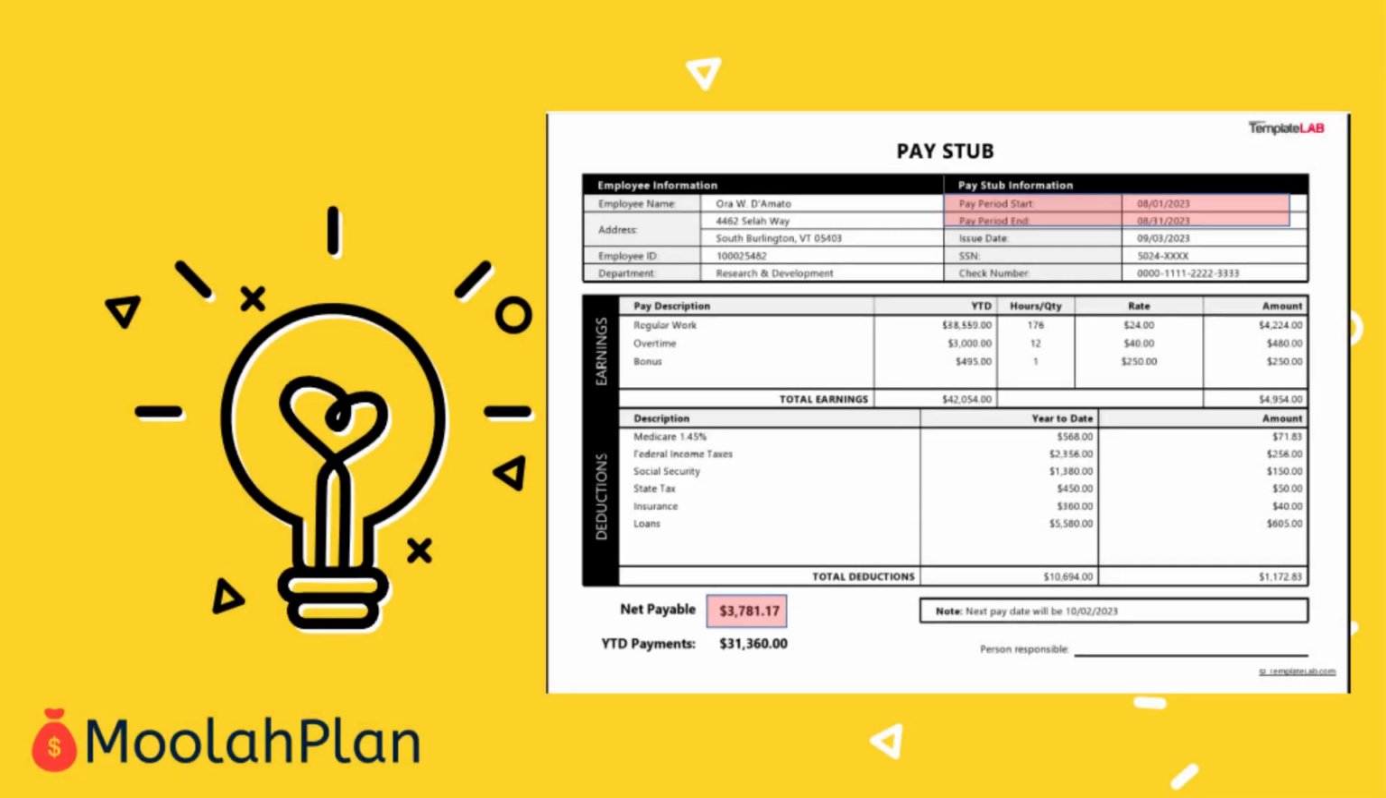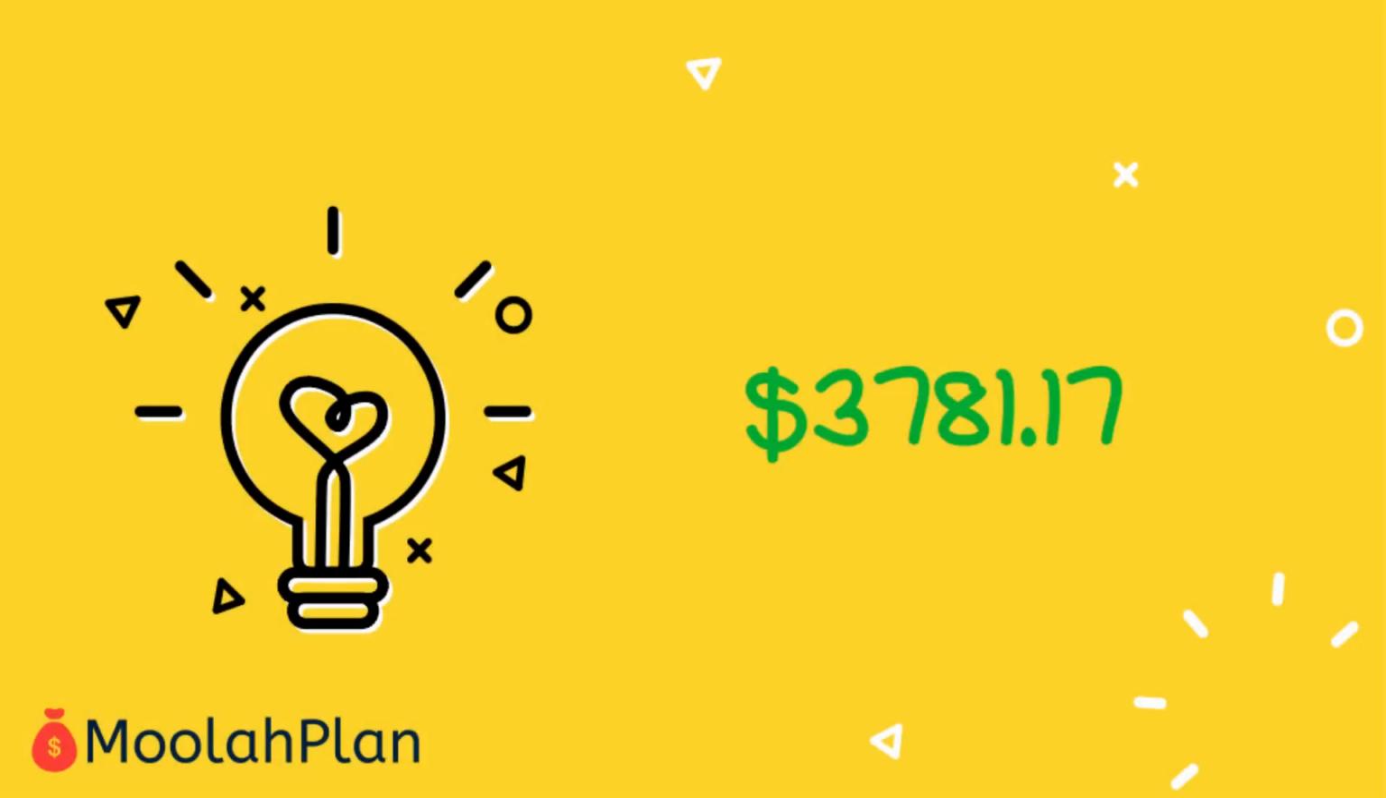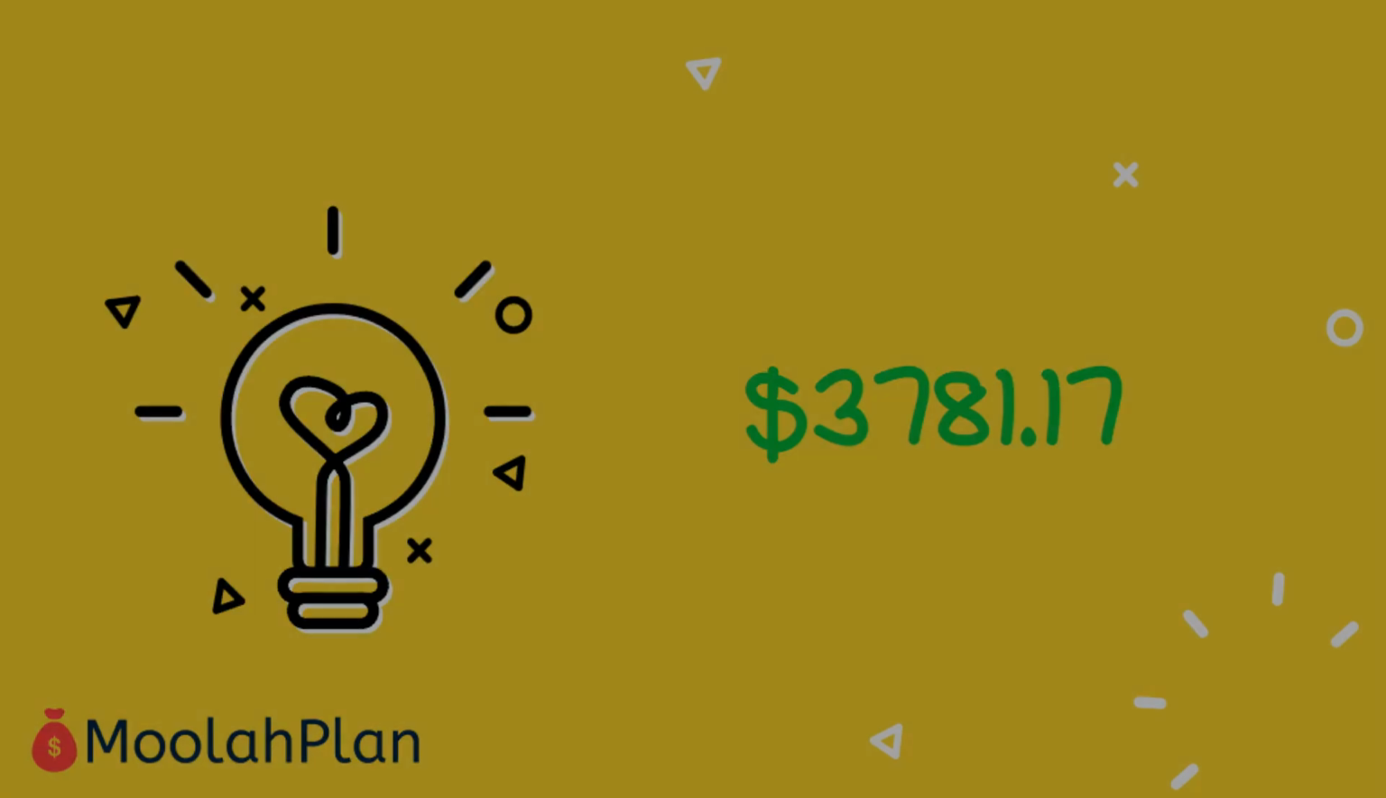For the next example on the screen, Aura gets paid monthly, so no additional math is needed. We would simply use the net payable amount of $3,781.17 as the monthly take-home pay amount for MoolahPlan.